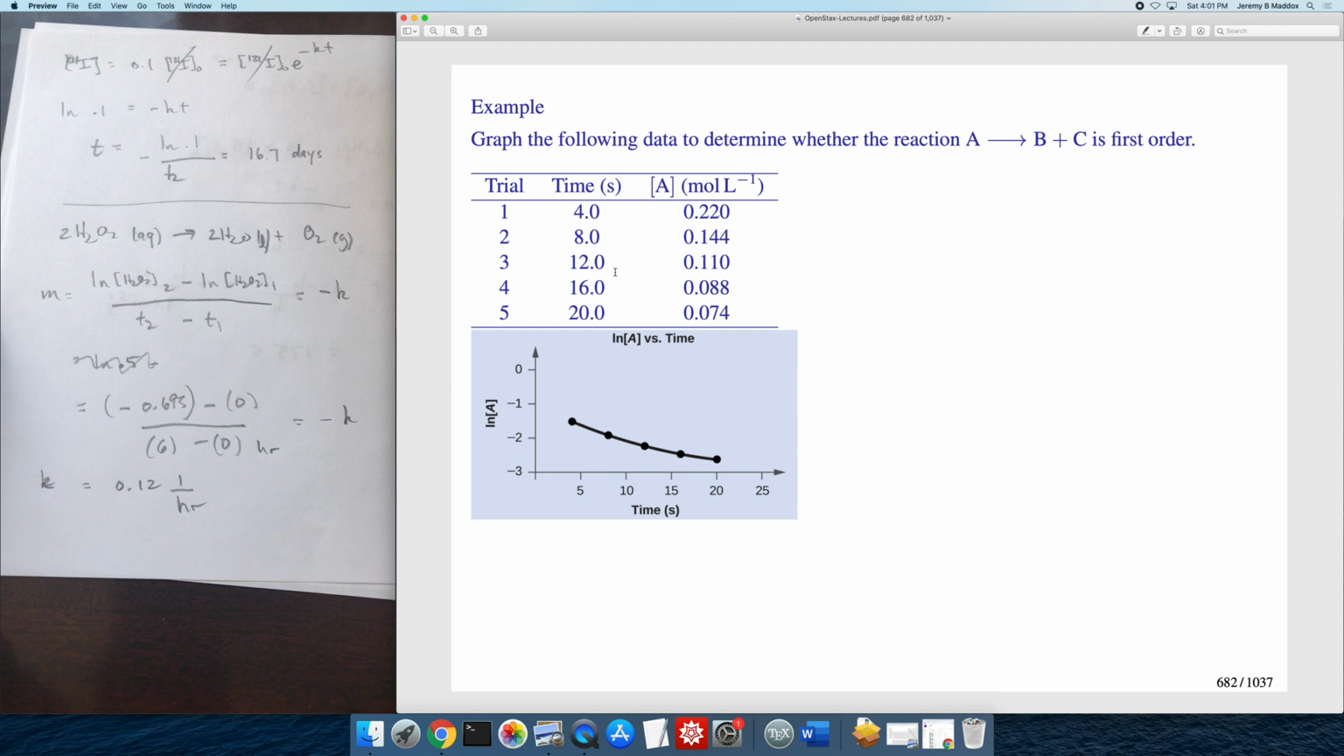For this problem, they're asking us to take a look at the data and say, is this a first order reaction or not? They've measured concentration versus time, and then plotted the natural log of that concentration versus time. We look at the curve and see it's not a straight line, therefore it doesn't match first order behavior. So this is definitely not a first order reaction, because this graph should be linear, and it's not.